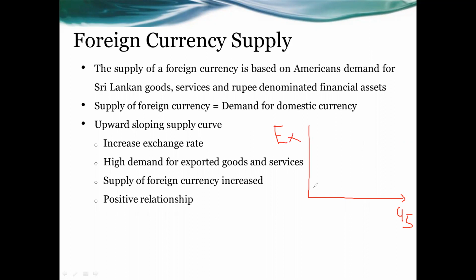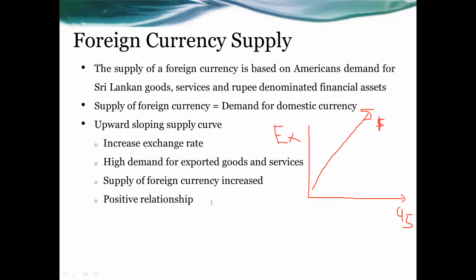Okay, here is the exchange rate. We are having a positive slope, the supply of dollar. How does this become a positive supply curve, or upward sloping supply curve? It is happening like this.